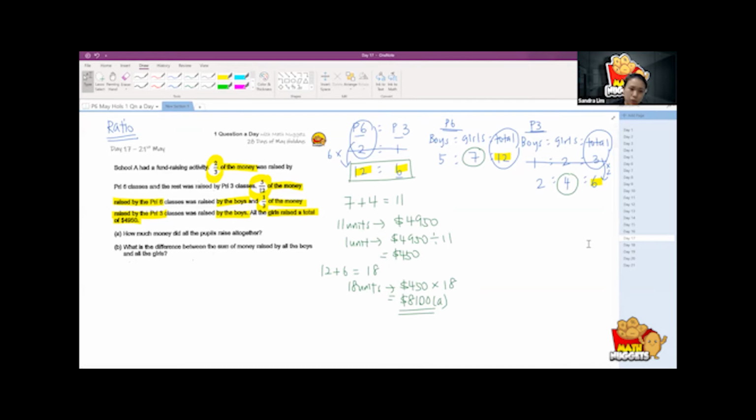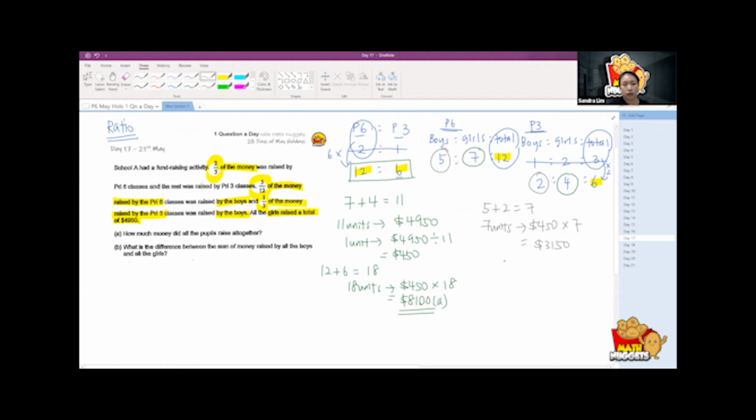So once you get A, actually B is super easy. In fact, once you sort out the ratio, the question becomes very easy. You now need to find out the difference between the boys and the girls. So you already know the girls given in the question is 4,950. So you just need to find the amount raised by the boys, which is 7 units. So 5 plus 2, 7. Find out 7 units, which is 450 times 7. 3,150. So this is the amount raised by the boys.